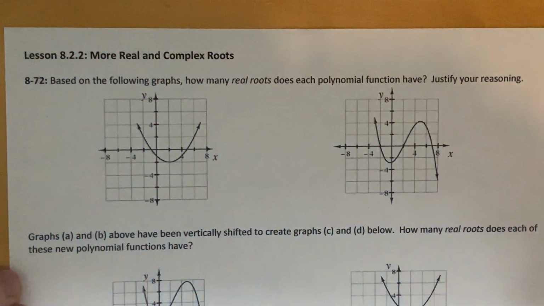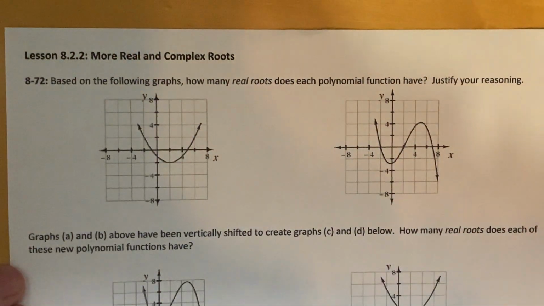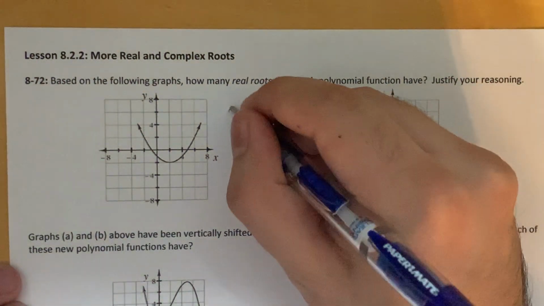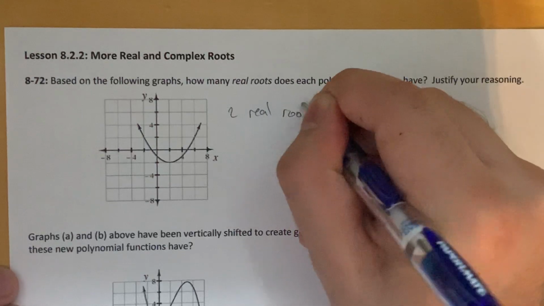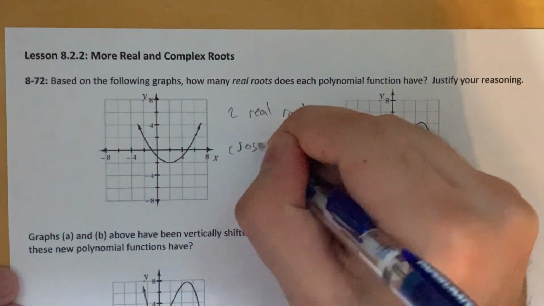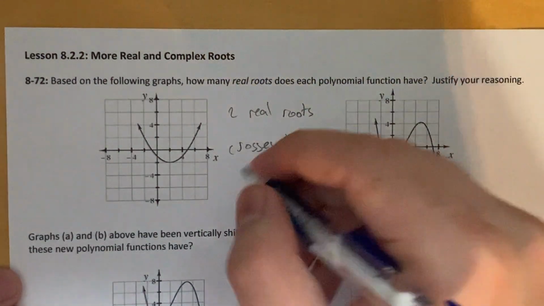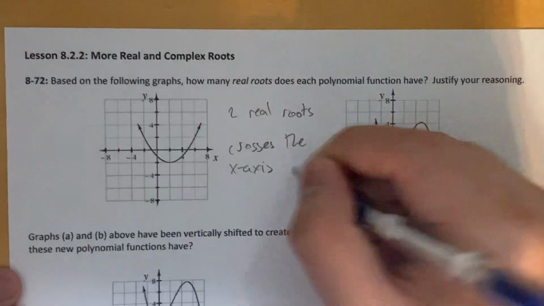Based on the following graphs, how many real roots does each polynomial function have? Justify your reasoning. So for the first one, how many real roots does it have? How many times does it cross the x-axis? Twice. 2 real roots. And how do we justify its reasoning? It crosses the x-axis twice.